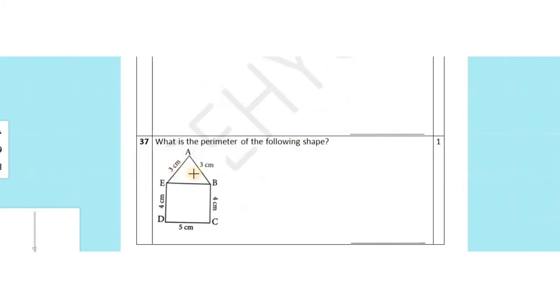Number 37, to find the perimeter, we start from the point A, moving in the clockwise direction to B. So, 3 plus 4 plus 5 to D, then to E plus 4, then to A again plus 3. So, adding all, we will get the perimeter, which is equal to 19 centimeter, which is our answer.